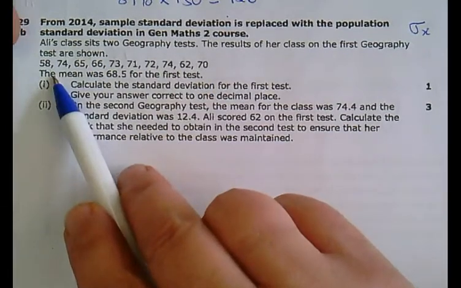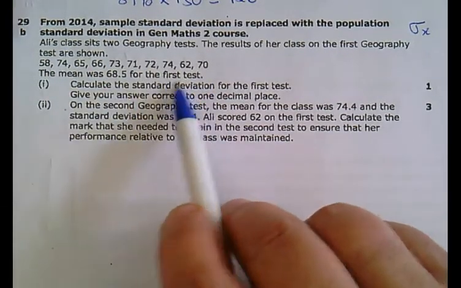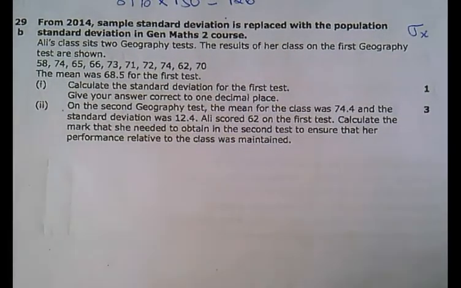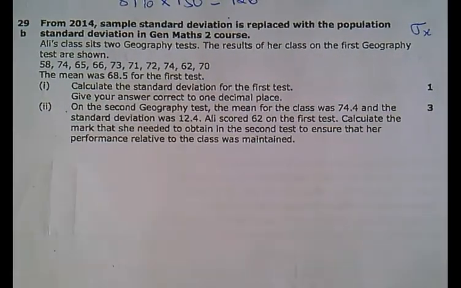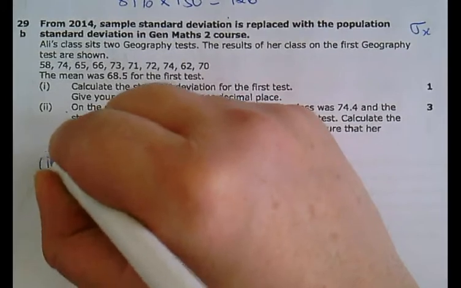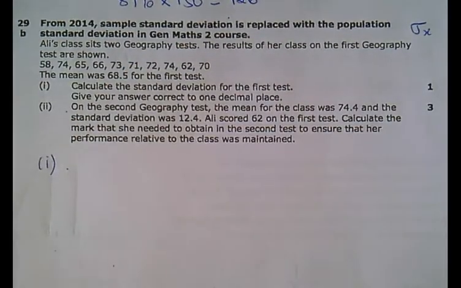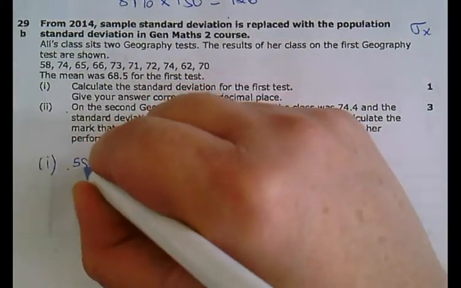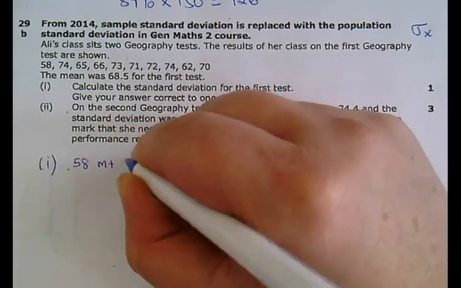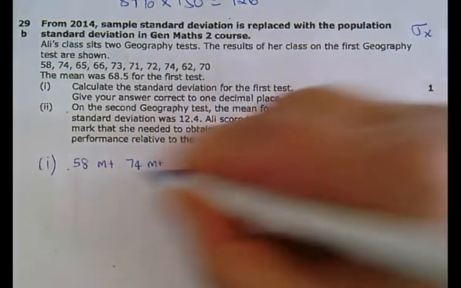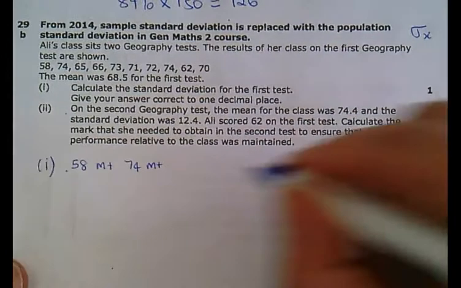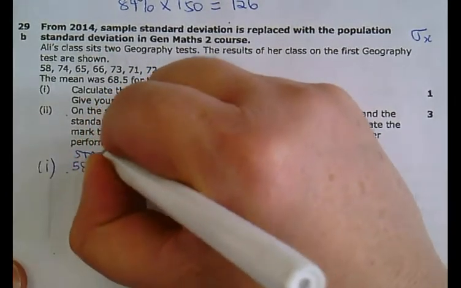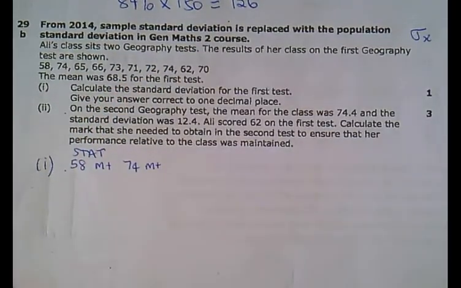Ali's class sit 2 geography tests. The results of her class on the first geography test are shown. The mean is 68.5. We have to calculate the standard deviation. So you need to go into your calculator in data mode. So data mode, and you've got to go 58 M plus, 74 M plus. Enter all your data. You need to go into stats mode, SD.